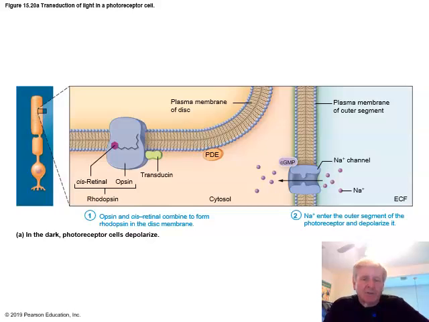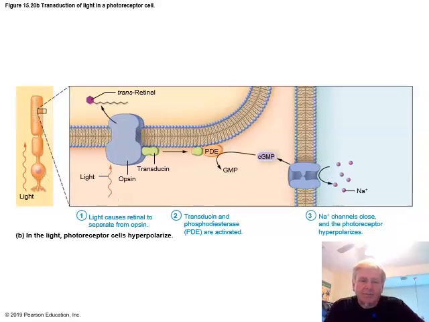So first, the opsin and the cis-retinal combine to form rhodopsin in the disc membrane in the dark. Second, the sodium enters the outer segment. The photoreceptor then depolarizes. Light will then cause the retinal to separate from opsin, like you see in the image. Transducin and PDE are then activated. That causes the sodium channels to close, and now your photoreceptor hyperpolarizes. That's what occurs in light.